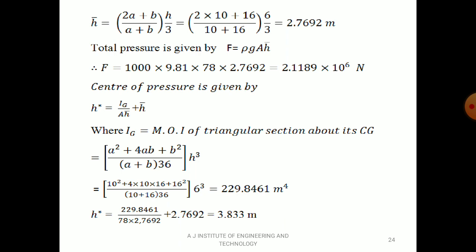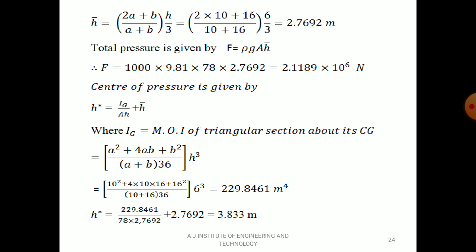So H bar, this is again a correlation you have to remember from the tabular column for trapezoidal shape. H bar equal to (2A plus B) divided by (A plus B) into H by 3. So that is equal to 2 into 10 plus 16 divided by 10 plus 16 into 6 by 3. So that is equal to 2.7692 meter.